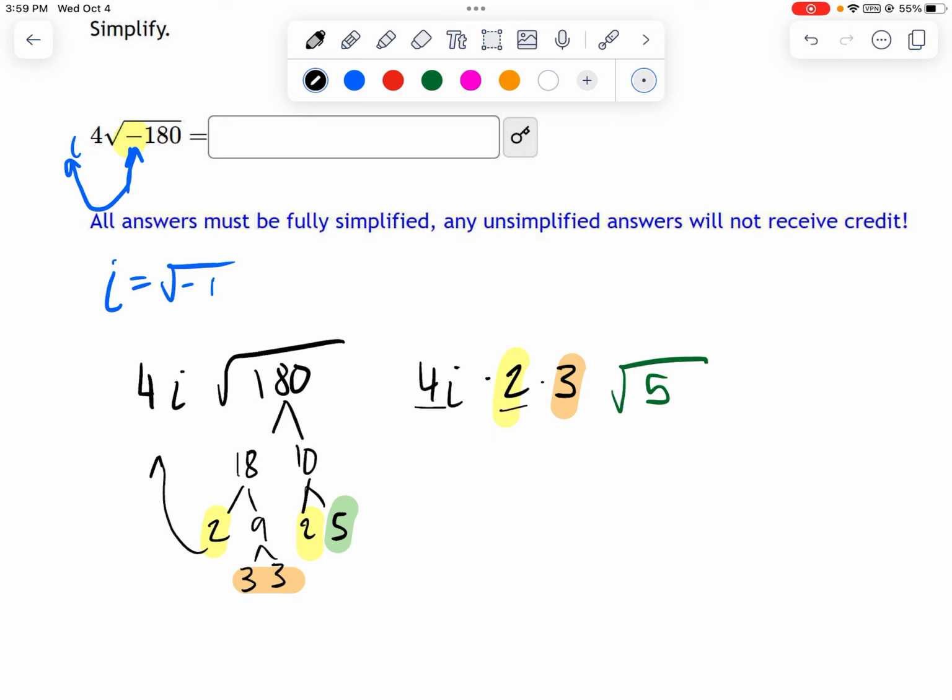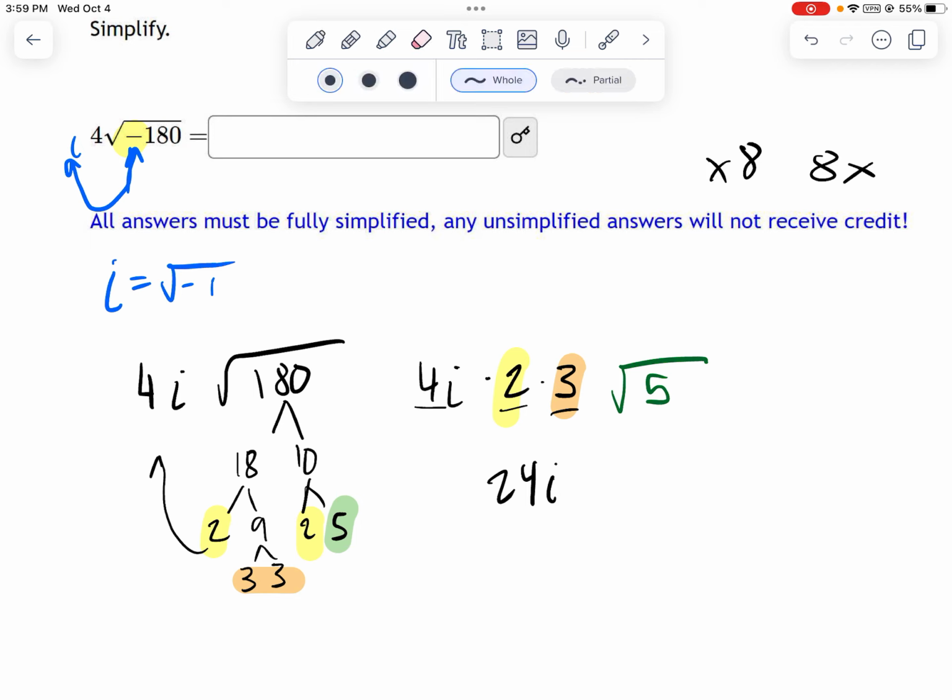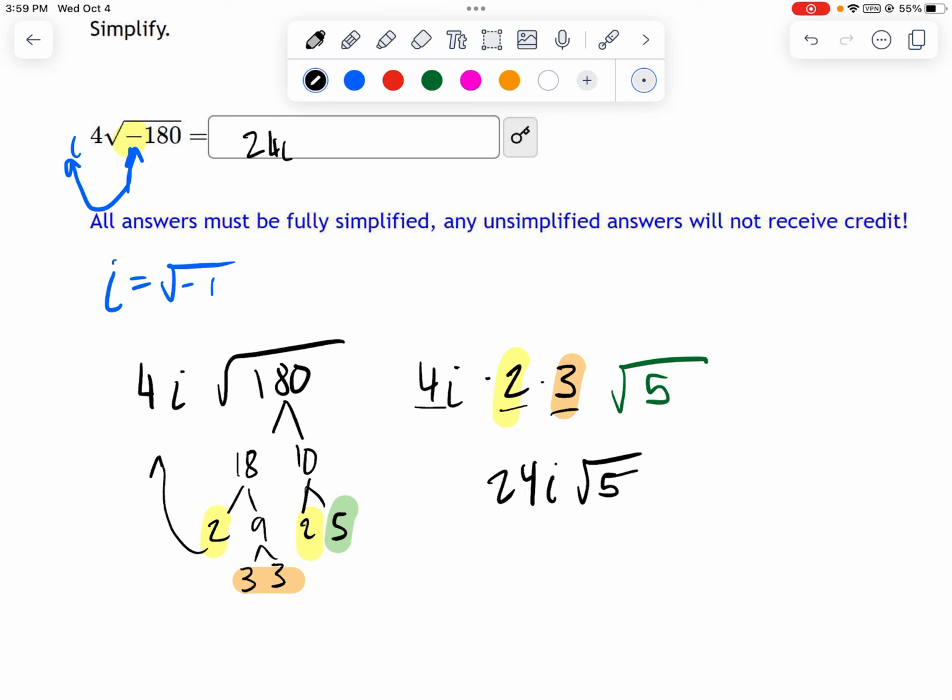So 2 times 3, 6. The i is generally after the number. It's kind of like if you write x8 instead of 8x. It looks a little weird to have the i first. It's not wrong, technically, but it just looks strange. Okay. Now then we have 6i, square root of 5. And that's it. You simplified it as far down as it goes. 6i square root of 5 is your final answer.